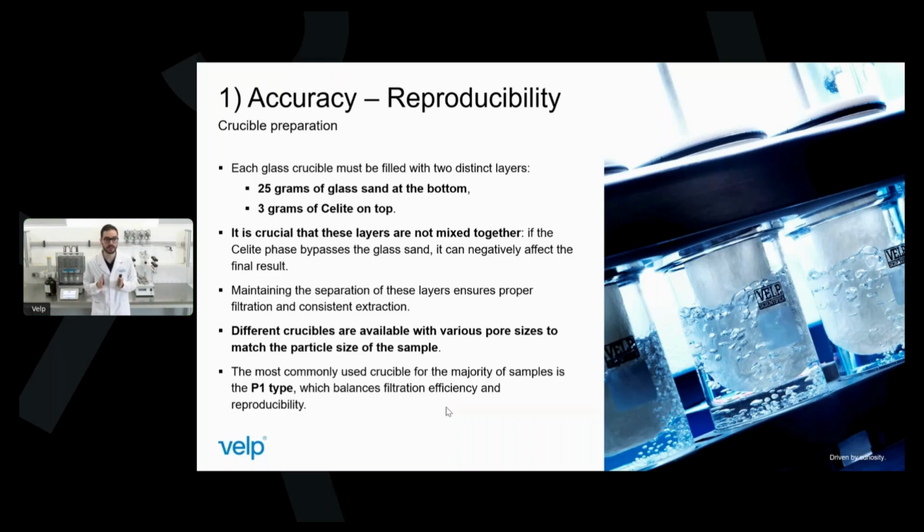We can offer different crucible sizes with different pore sizes to match the particle size of the sample to be extracted. The most used and most common crucible is the P1 type, which balances the filtration efficiency and the reproducibility of the results. Now let's look at the indirect extraction and the related analytical challenges, starting with the accuracy and the reproducibility in the crucible preparation.